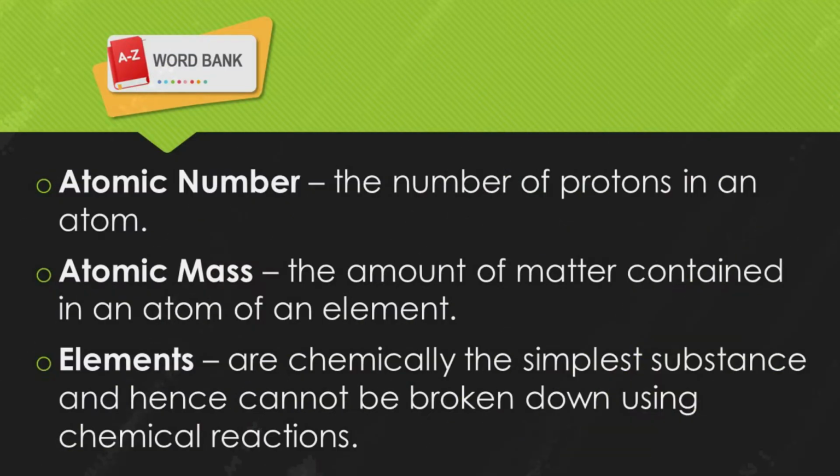To start, let us have these important terms and their corresponding definition. Atomic number, the number of protons in an atom. Atomic mass, the amount of matter contained in an atom of an element. Elements are chemically the simplest substance and hence cannot be broken down using chemical reactions.